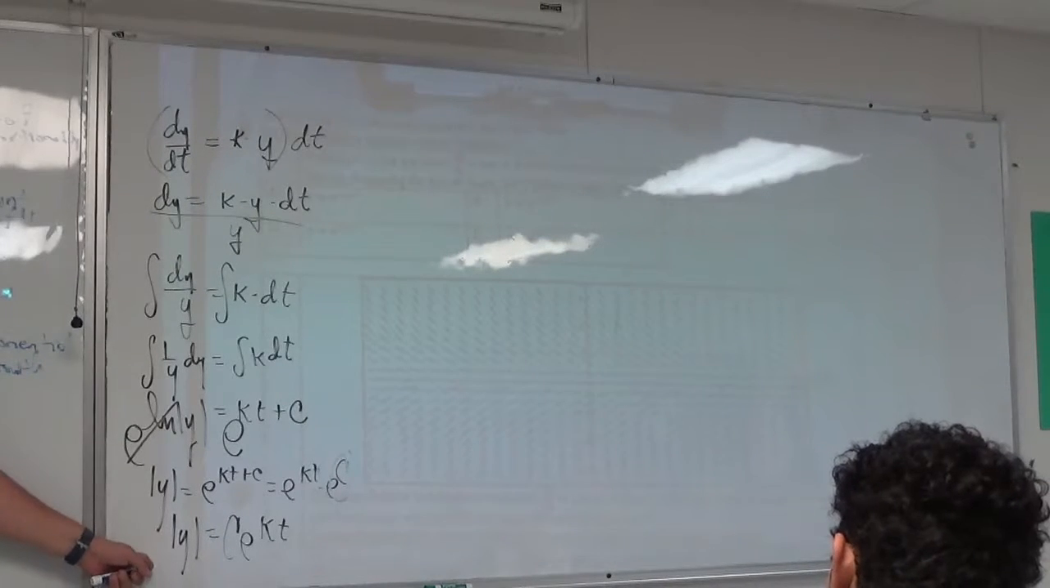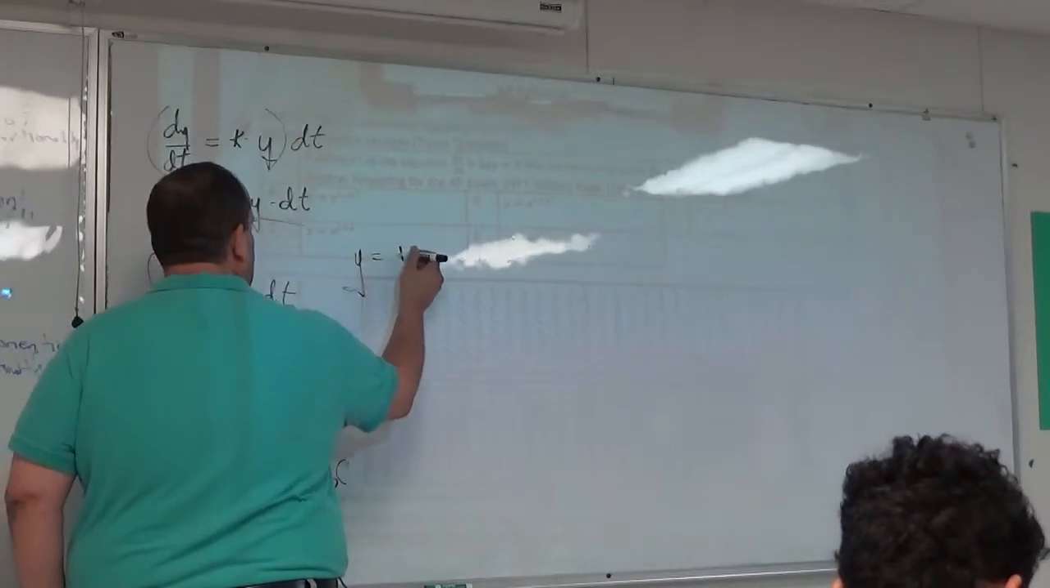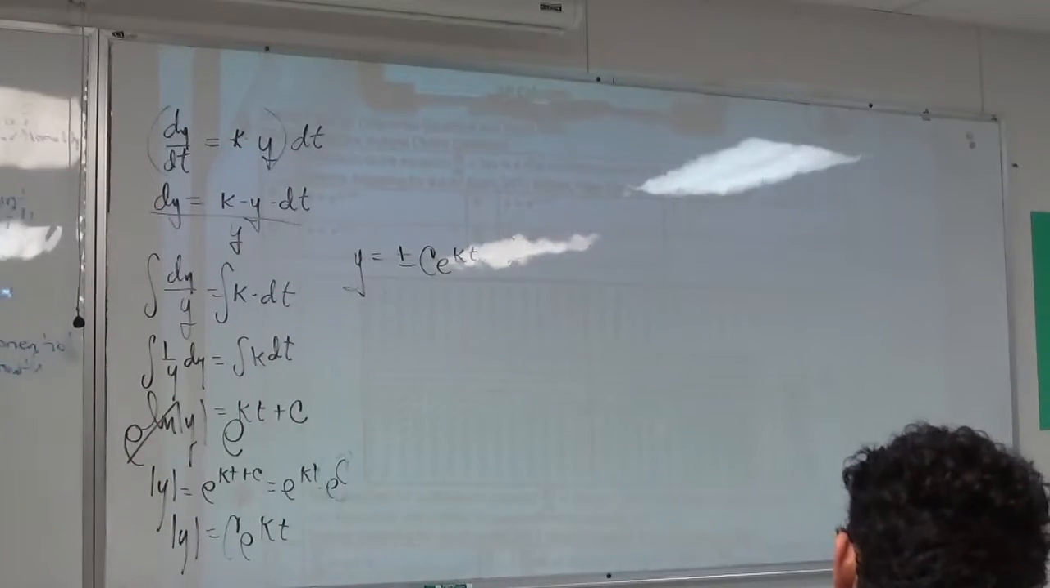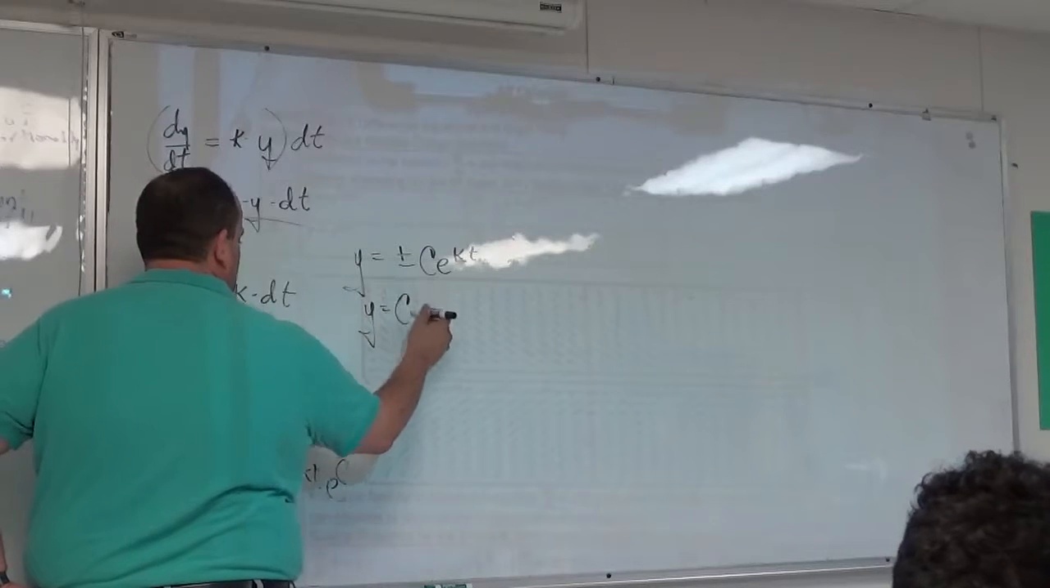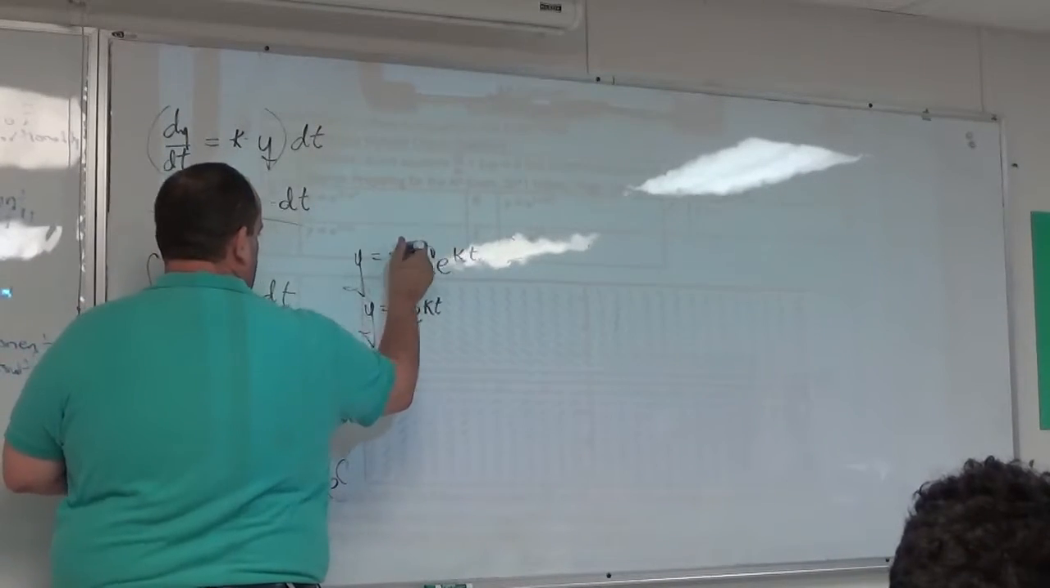To get rid of those absolute value bars, you're saying that y is either the positive or the negative version of c e to the kt. c is a constant that you don't know, whether it's positive or negative, you're still going to get y equals c e to the kt. That was another little super Charlie, I'll get out of the way.